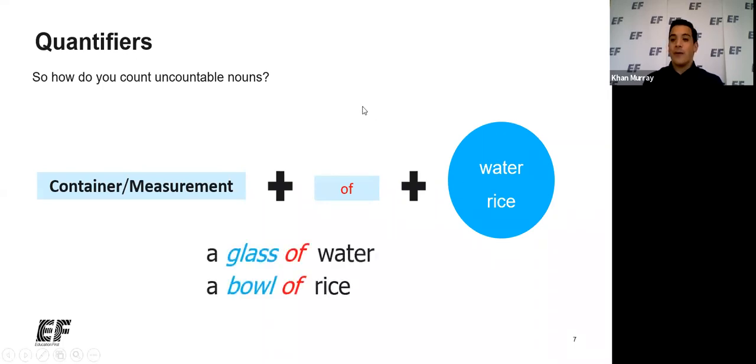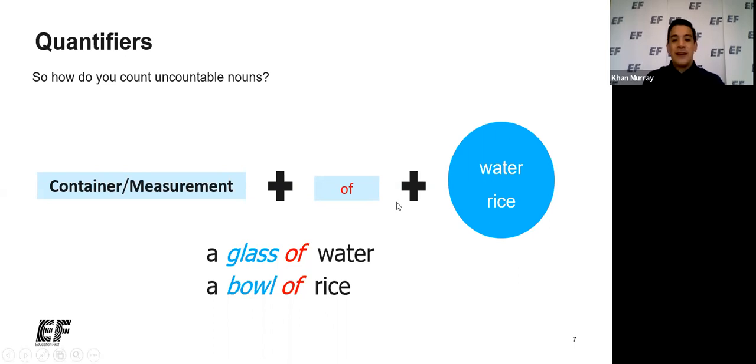Let me give you a few examples here. A glass of water. Glass is the container or measurement or quantifier. Then we have the word of, and then we have the uncountable noun. So a glass of water and a bowl of rice. So a bowl, we can count rice by putting it in a bowl. So this is the general pattern that we will follow: a measurement word plus of plus the uncountable noun.